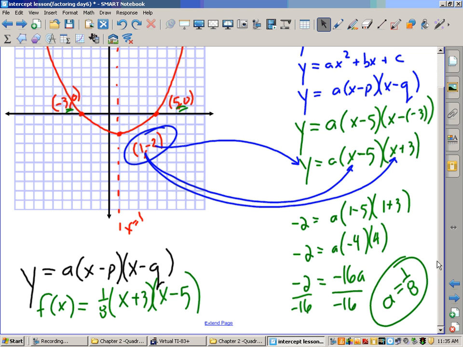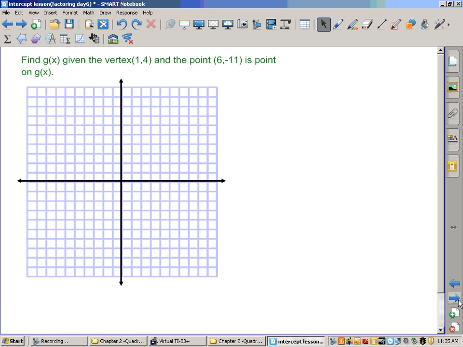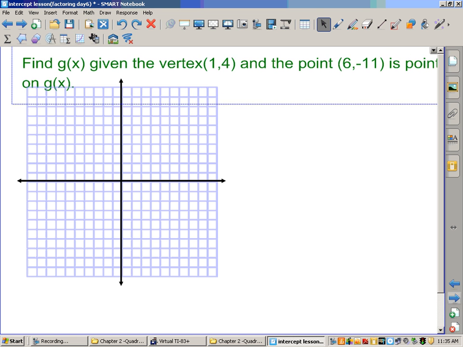Any questions on intercept form? Nope. I might want to blow that up for some of you there in the back of the room.